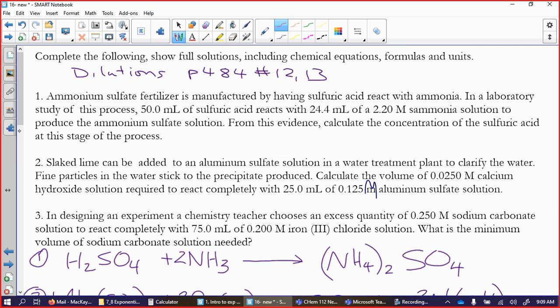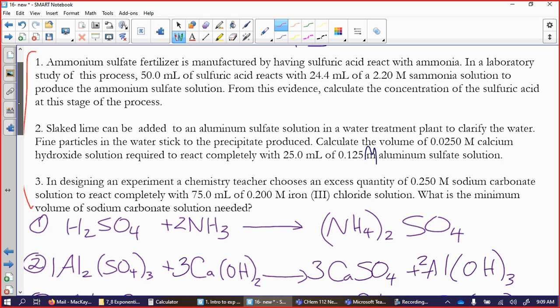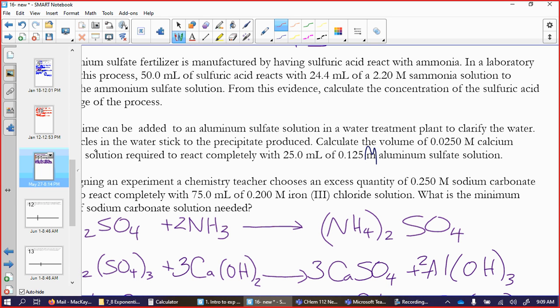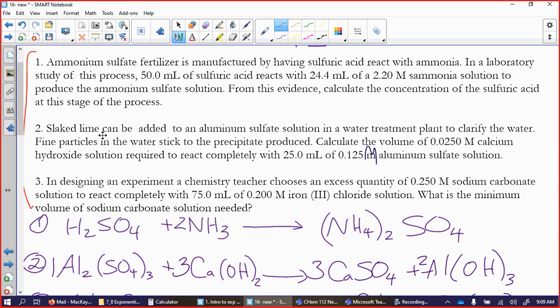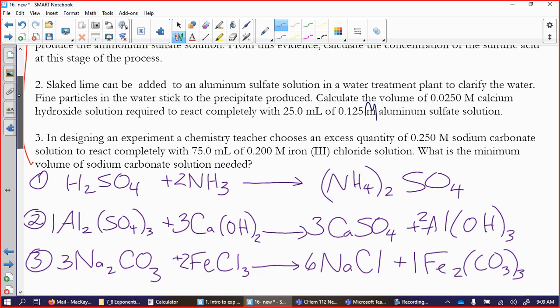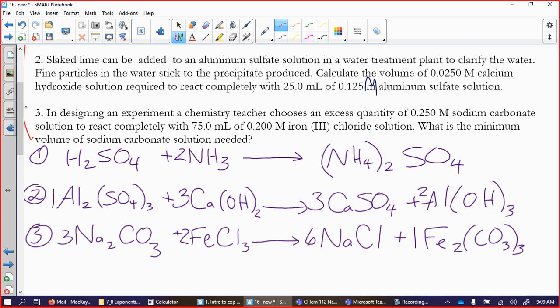So, these are 3 that I would normally give you. They're, I think, in there. I think I initially did 1 to 11 in the file. Let's see which one's kind of the most interesting. Oh, let's look at number 3 because it's got sodium carbonate reacting with iron 3 chloride. What is the minimum volume of that needed?